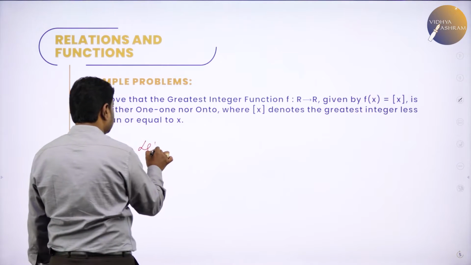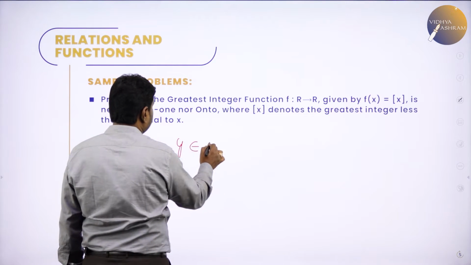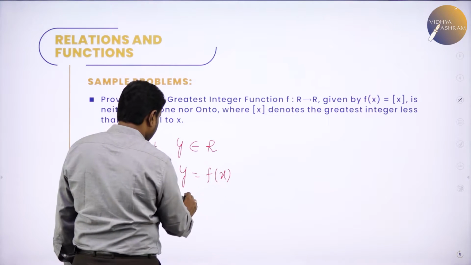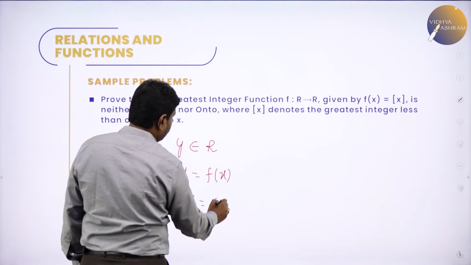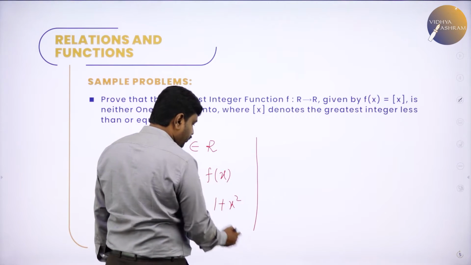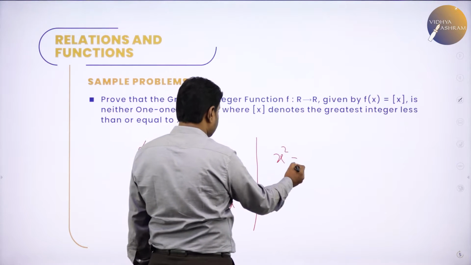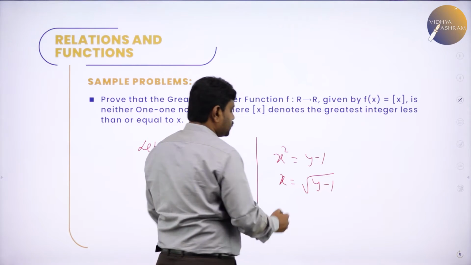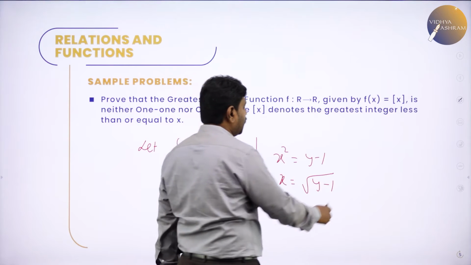Let y belong to the codomain, the real numbers, and y is the image of x. Then I will get y equal to f of x, which they give as 1 plus x square. Further, solving for x, x square is equal to y minus 1. What is x? Root of y minus 1. Now this is x, but it does not belong to the real numbers.